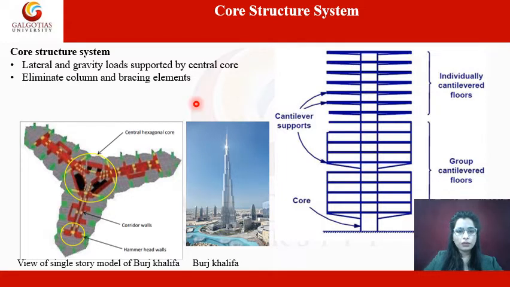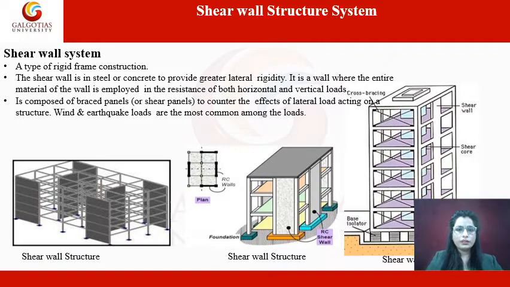Here you can see the example of the core structure system which is used in the Burj Khalifa, and this is the view of a single story model of the Burj Khalifa. Basically this part is the central hexagonal core, and this is the corridor walls and hammerhead wall. So basically we are talking about this part, which is the core structure system, and this system is used in the Burj Khalifa.